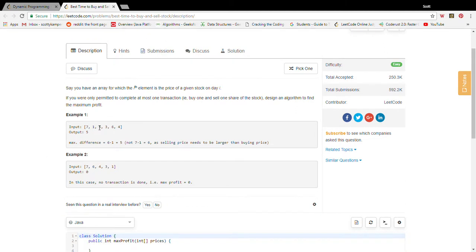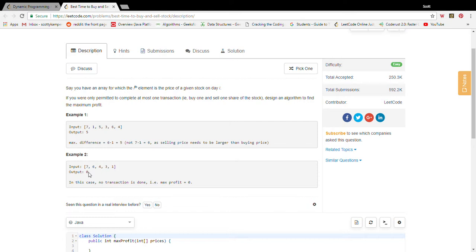So here's an example. These are the prices of the stock at each day: 7, 1, 5, 3, 6, 4. The output's 5. And the reason is because the maximum difference here is 6 minus 1, which is 5. So in this scenario, we buy when the stock is 1, and then we sell when the stock is 6, ending up with a profit of 5. It's not 7 minus 1 equals 6, because we're not buying when it's high and selling when it's low. So that's key. Like in this problem, 7, 6, 4, 3, 1, we output 0.